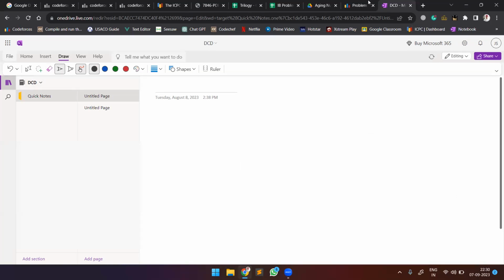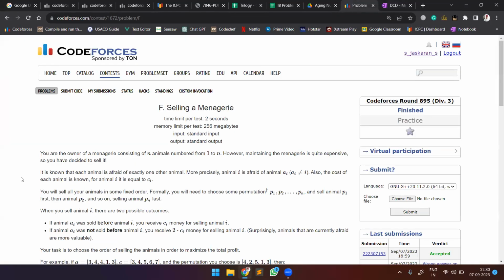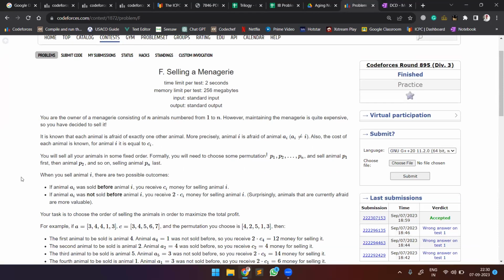Yeah. So what does this question say? There are n animals from 1 to n, and all the animals have some price, and they have a number a_i, which is the number of the animal they are afraid of.